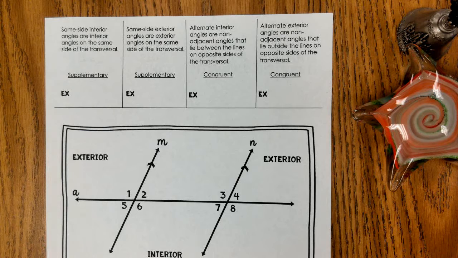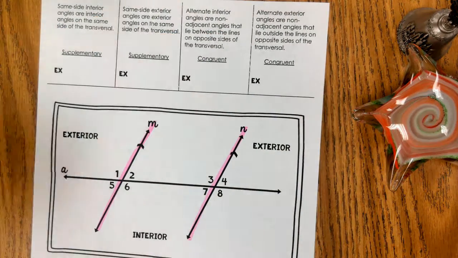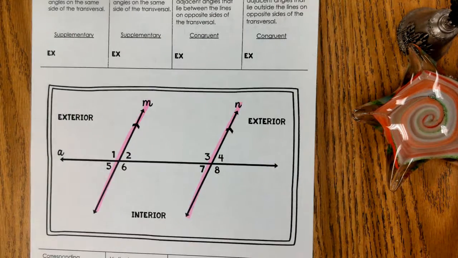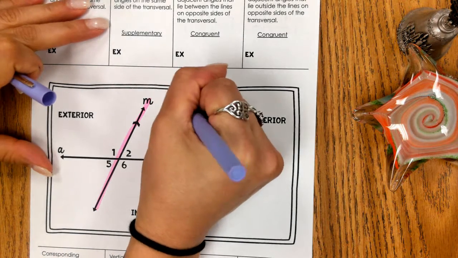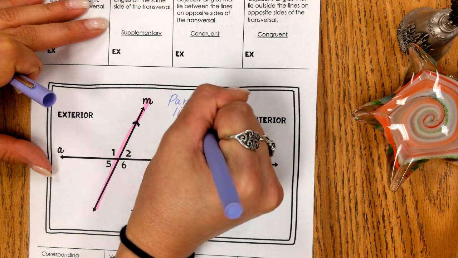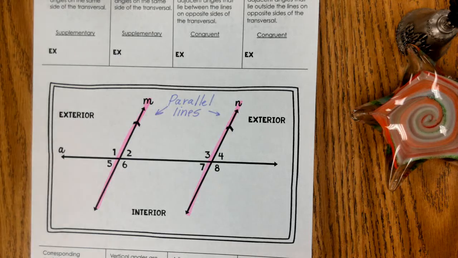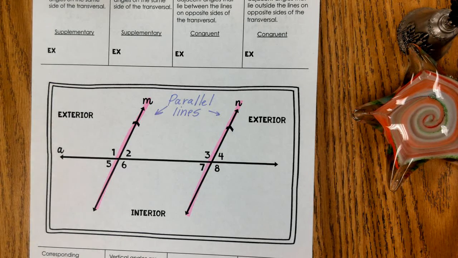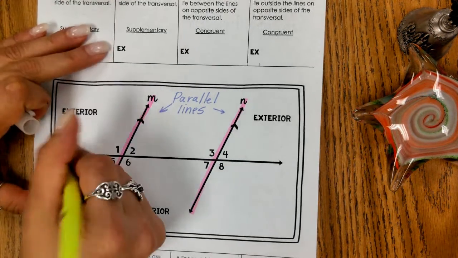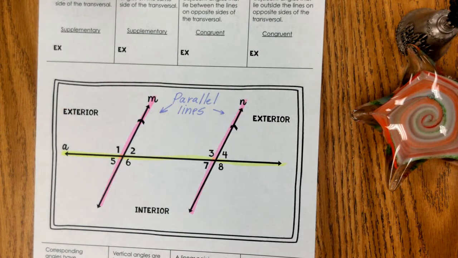Okay, so first thing is these lines right here are parallel, okay? Parallel lines, all right? And then that middle line is actually going to be the transversal in this picture, so it's a little bit different than the ones we've seen. The transversal is actually the horizontal line in this picture.